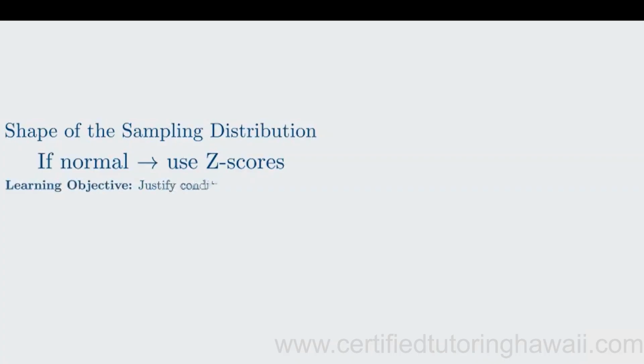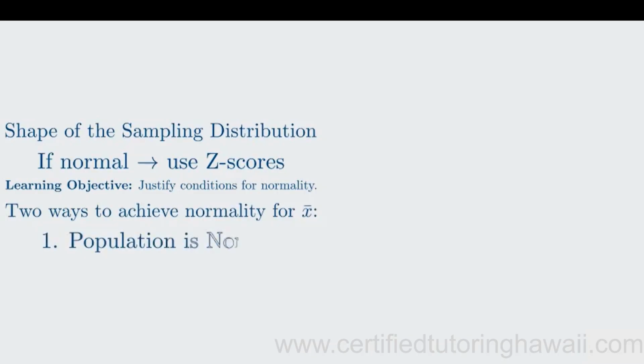Now that we know how to calculate the center and spread, we need to talk about the shape of the distribution. This is critical, because if the distribution is normal, we can calculate probabilities using z-scores. Justify the appropriateness of conditions for the sampling distribution. There are two ways the sampling distribution of x bar can be considered normal. First, if the original population itself follows a normal distribution, then the sampling distribution of the sample mean will be normal, regardless of how small or large your sample size is.